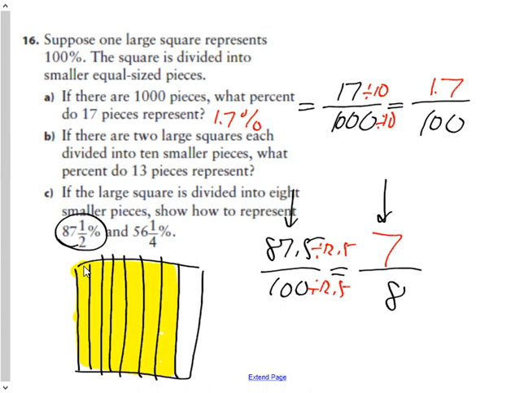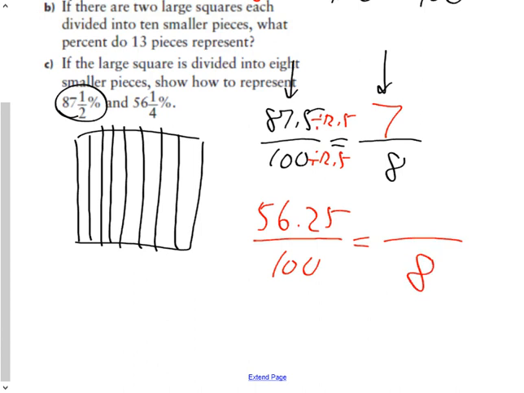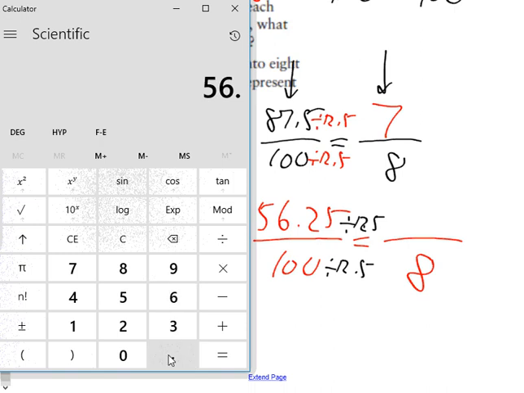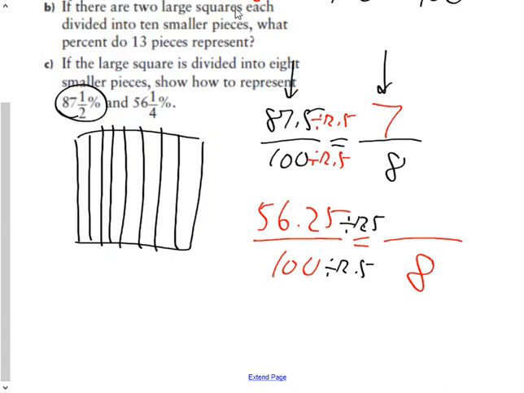56.25%, if I think of that again, I'll just back this up a bit. So 56.25% out of 100 is equal to how many out of 8? Again, I'm going to divide both by 12.5 here to create this equivalent fraction. And 56.25% divided by 12.5 is equal to 4.5. So here, I would have to shade in 4 of them, and take this last one here, and shade in half of it, and this would be 56.25%.